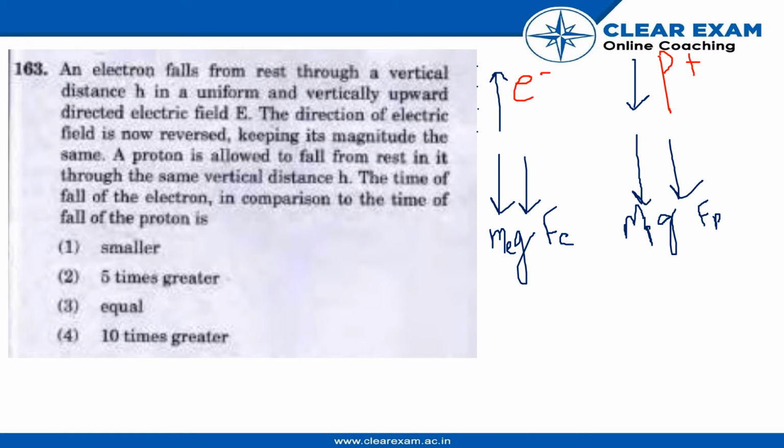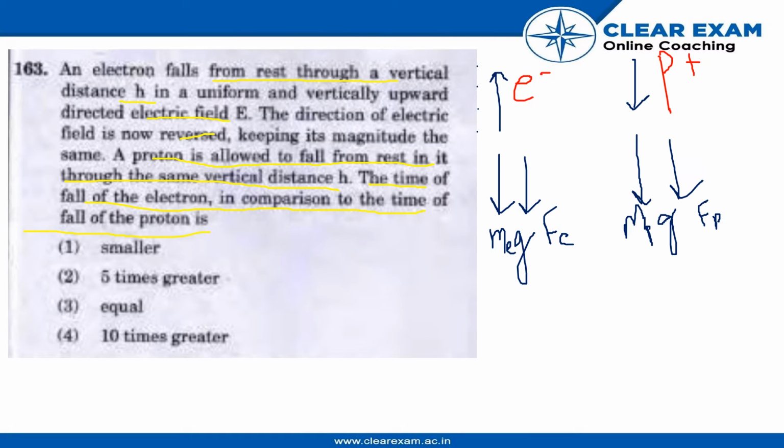An electron falls from rest through a vertical distance of h in a uniform and vertically upward directed electric field E. The direction of the electric field is now reversed. Keeping the magnitude the same, a proton is allowed to fall from rest through the same vertical distance h. The time of fall of the electron in comparison to the time of fall of the proton is.